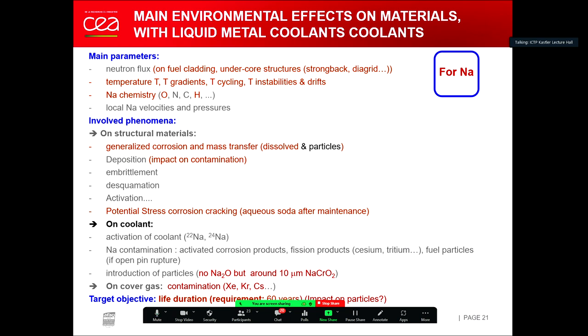In the cover gas, not only do we have noble gas like xenon and krypton, but also we have cesium. I explained this morning that cesium has a higher volatility. And the target objective is 60 years. But a question we have is, what about the impact of particles for 60 years? I think we need a deeper analysis of this point about particles, because maybe we have some feedback. We are far from 60 years, even if we have a good evaluation of the production of particles, it's a point to increase, we need to increase the reliability of our evaluation.